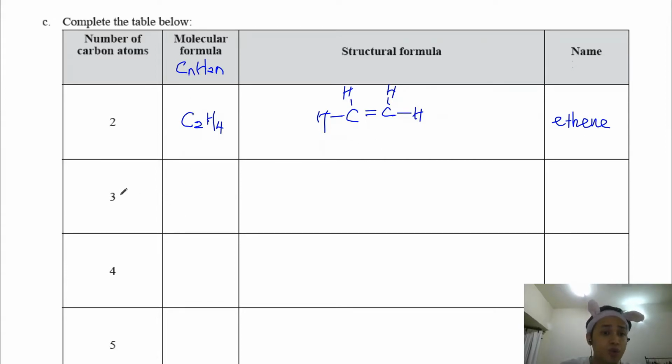Alright, so 3 carbons. This one will become C3H6.